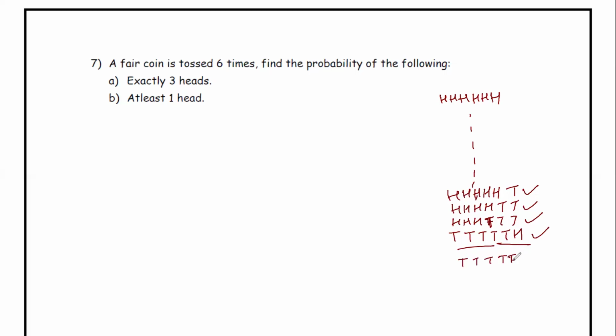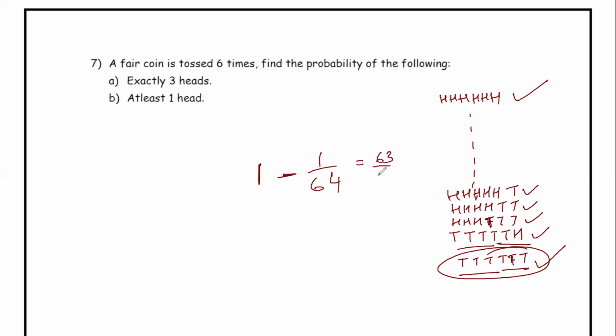All tails arrangement is only one, because out of 64 there's only one of all H's and one of all T's. The question here is at least one head. So remember, there's only one out of the 64 which has no heads. Simply subtract this from one, and you'll end up with the answer for at least one head, 63 by 64.